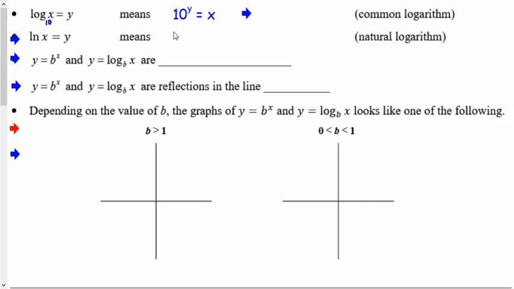This next one is a little bit weird. We have ln. On your calculator, it might look like "in," but it's not.